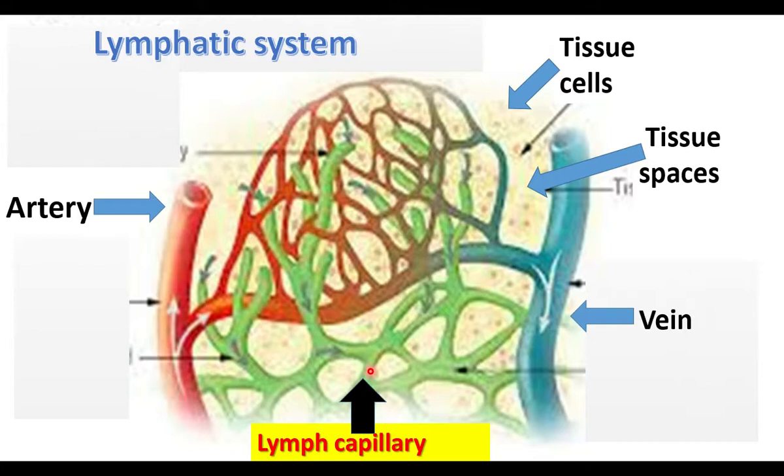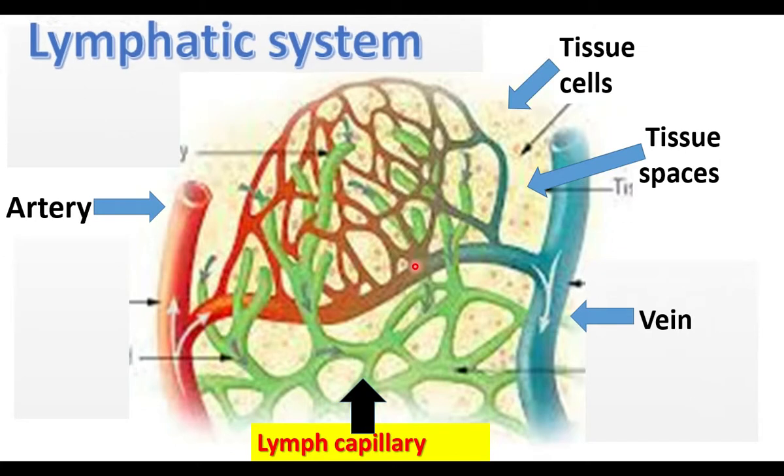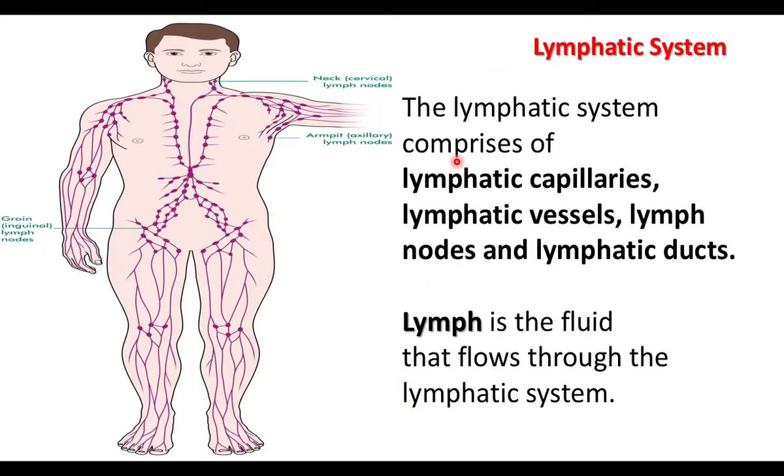Let us have another discussion about the lymphatic system. The lymphatic system comprises lymphatic capillaries, lymphatic vessels, lymph nodes and lymph ducts. What is lymph? Lymph is a fluid that flows through the lymphatic system. This diagram shows many lymph vessels, and the small spherical structures are lymph nodes.